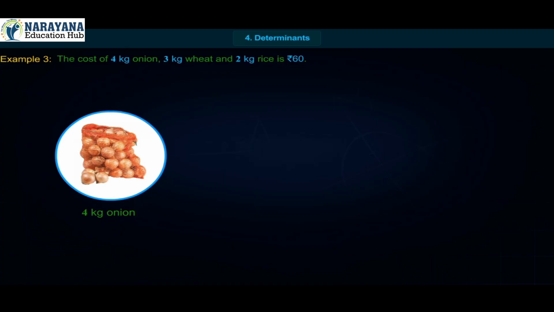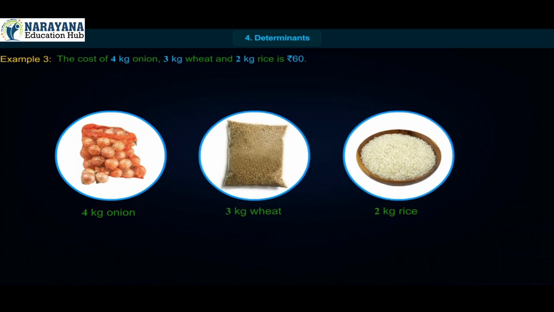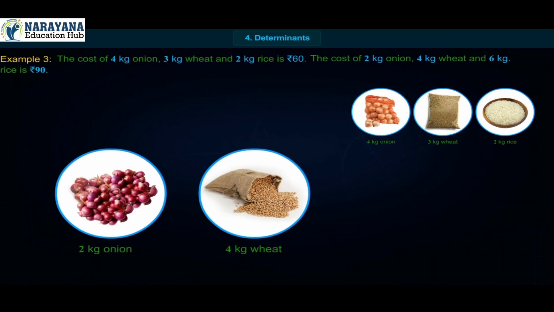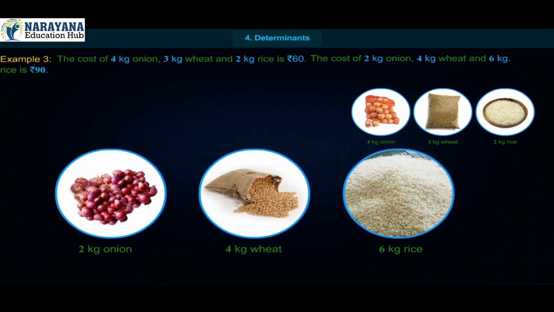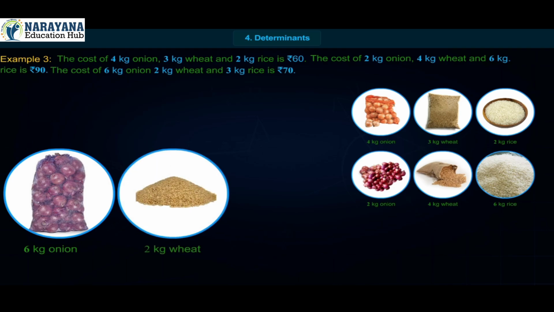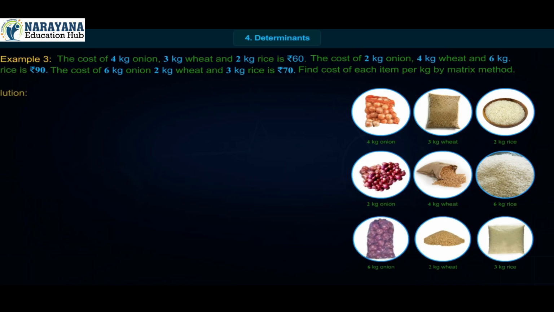Example 3. The cost of 4 kg onion, 3 kg wheat and 2 kg rice is rupees 60. The cost of 2 kg onion, 4 kg wheat and 6 kg rice is rupees 90. The cost of 6 kg onion, 2 kg wheat and 3 kg rice is rupees 70. Find the cost of each item per kilogram by matrix method.